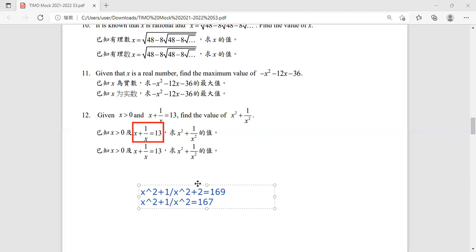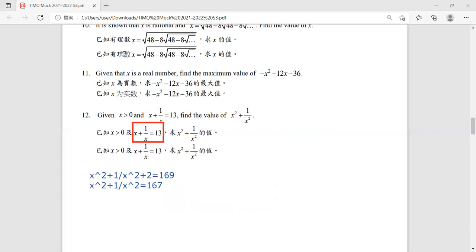Actually, the method is the same, you just square it. If I change this one to x cubed plus 1 over x cubed, that will be better for more secondary students. But how about if I give this question to you? How can you do it? Just try it. Take some time. You try it.